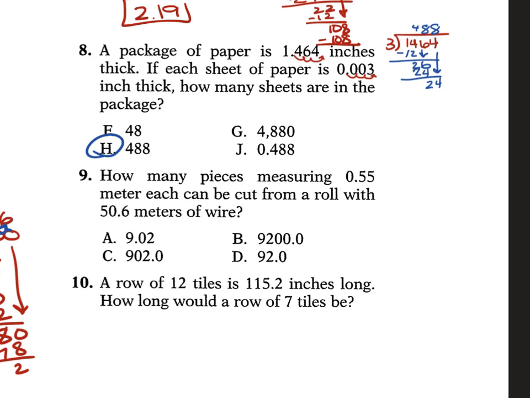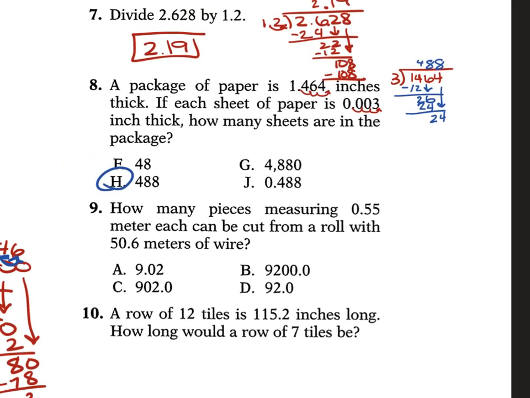For 9, it says how many pieces measuring 0.55 meters can be cut from a roll with 50.6 meters of wire. So we're going to do 50.6 divided by 0.55. When we do this, we are going to make sure that this 55, since it's on the outside, is going to be 55, which means the number on the inside is going to be 5060. So 55 on the outside, 5060 on the inside. 55 does not go into 50, but it goes into 506 9 times.